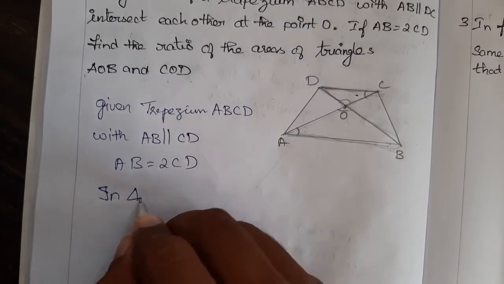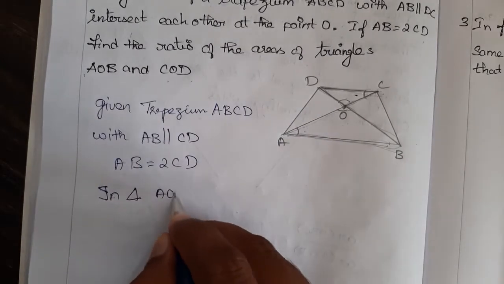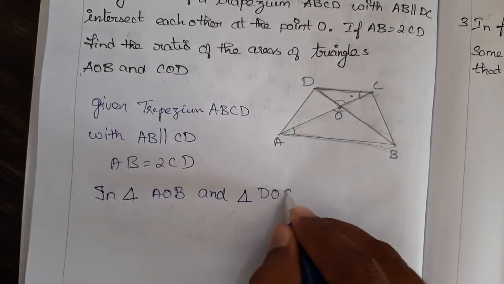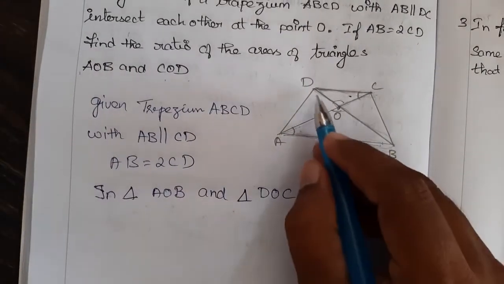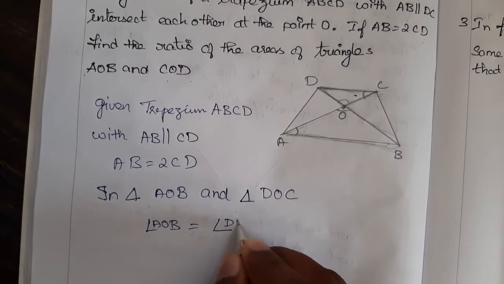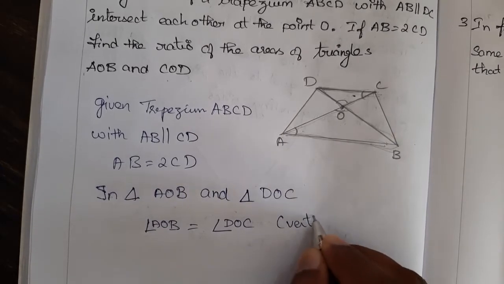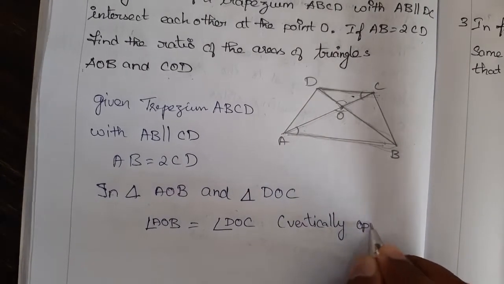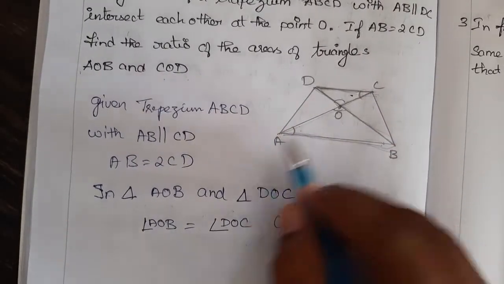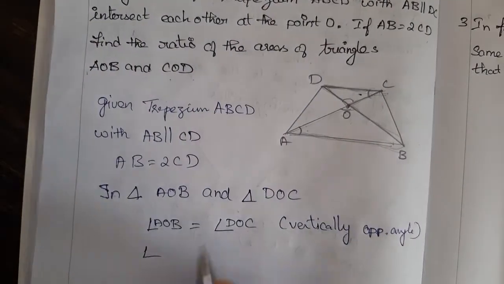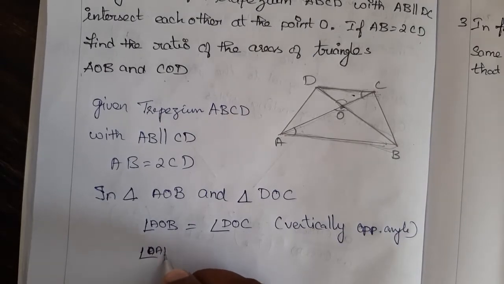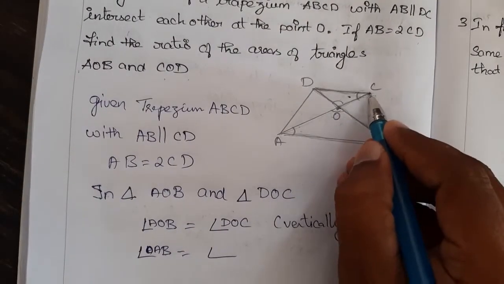Which two triangles are we choosing? Triangle AOB and triangle DOC. Here we know angle AOB is equal to angle DOC, since they are vertically opposite angles, right? And next, these two are equal by alternate angles: angle OAB is equal to angle OCD.